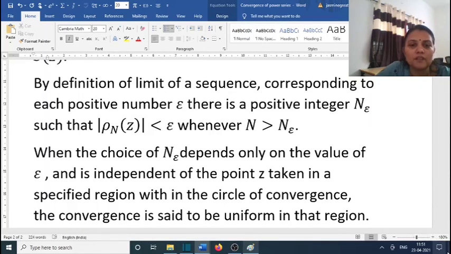This is the definition. So the uniform convergence is defined in the power series: the convergence, that is modulus of rho_n(z) less than epsilon, depends only on the value of epsilon, independent of the choice of z, then it is called uniform convergence.